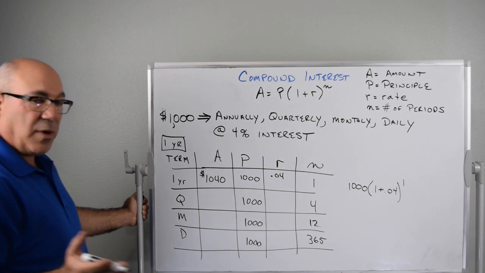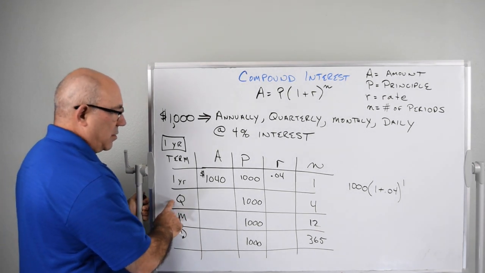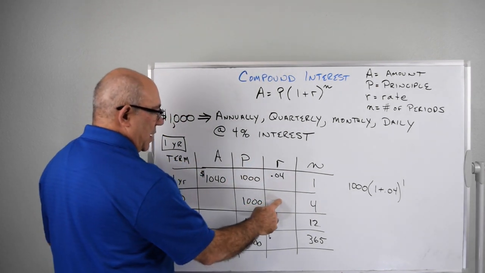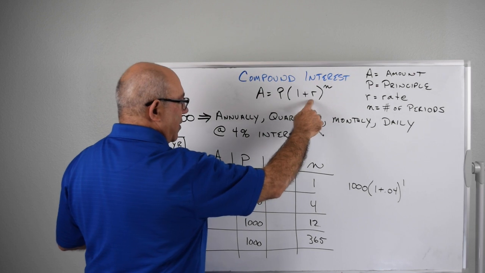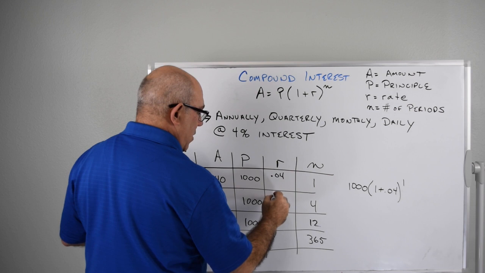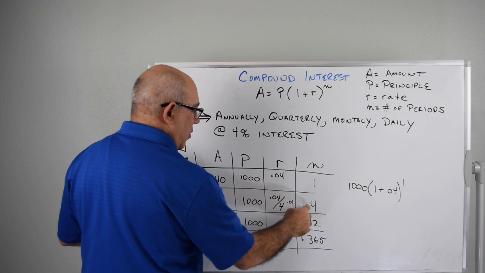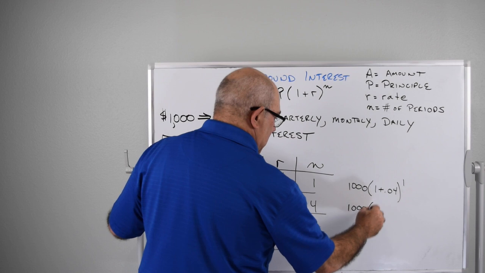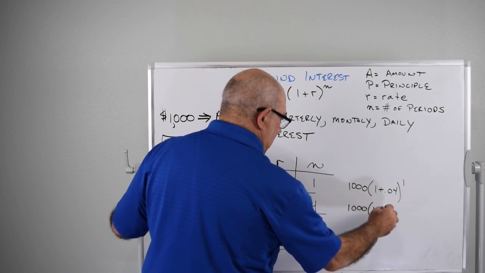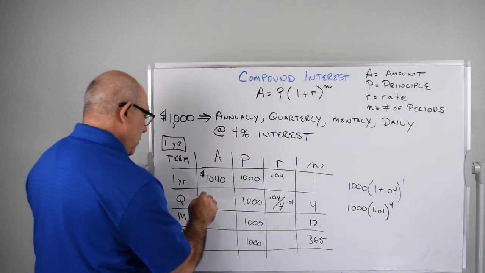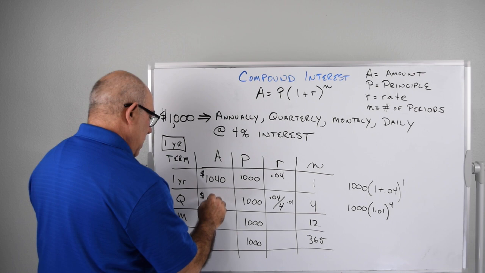Now, if we look at the second one, which is quarterly, we have 4 periods. Now, this is the trick. If we put the rate in here, it would be like we had this for 4 years. We really have to divide that rate by 4. So this rate is going to be 0.04 divided by 4, which is really 0.01. But we're going to get 4 periods of that. So the formula is going to be 1,000 times 1.01 to the 4th. And that is going to equal 1040.60.